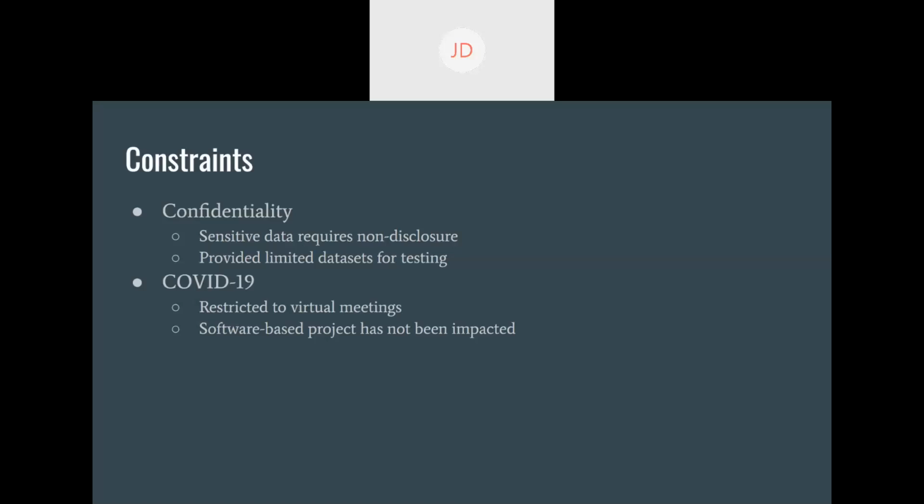So the constraint that this project is held to is confidentiality. We're using sensitive data provided by ISO New England, and that required a non-disclosure agreement for all of us to sign. So all the examples that we've shown in this presentation are just test cases for our testing. We're provided limited data sets from ISO New England to test our functions.